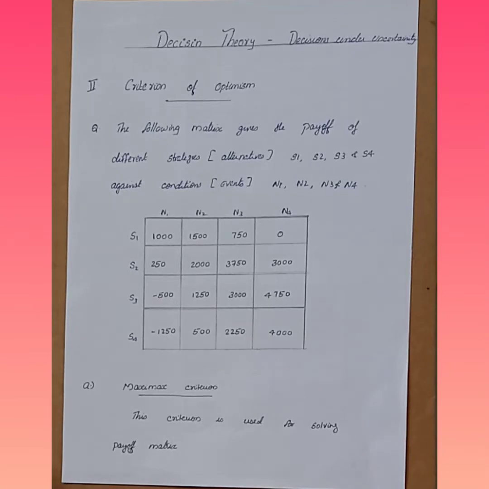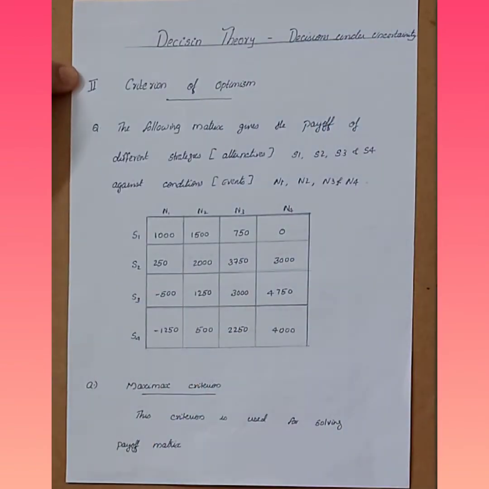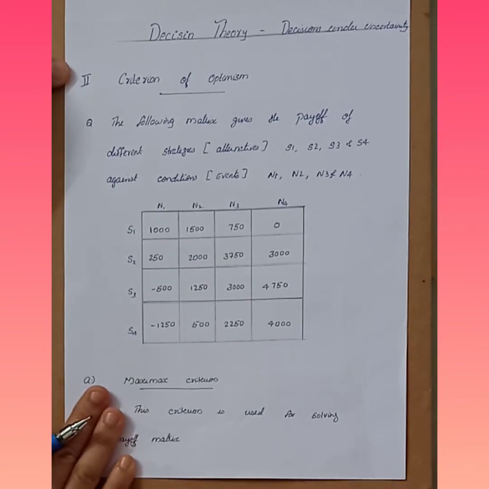Dear students, so we were discussing decision theory and the different problems and criterions which come under decisions under uncertainty. In the last class we discussed the Laplace criterion or Bayes criterion, and in this class we'll discuss the criterion of optimism. This is the second criterion which comes under decisions under uncertainty. Now consider the following problem.